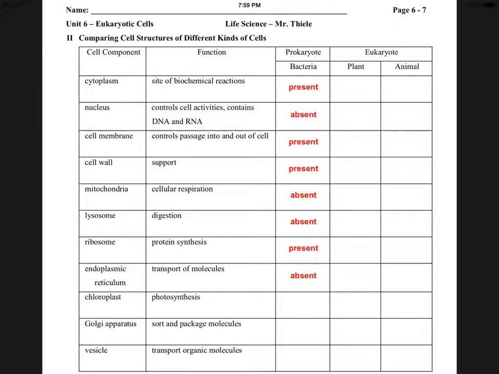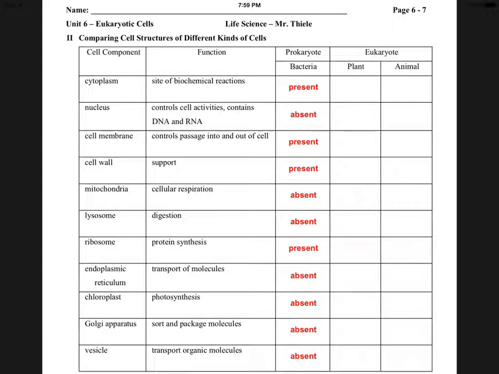They do not have an endoplasmic reticulum, though, because that is a membrane-bound organelle. They do not have chloroplasts, again, membrane-bound organelles. And likewise, they do not have Golgi apparatus or vesicles within their cells. So prokaryotes are very simple. They only have a couple of these organelles and cell components. All right, so next we'll look at plant cells.